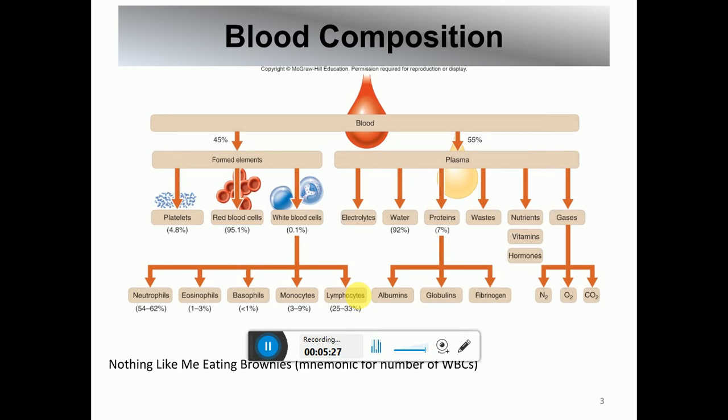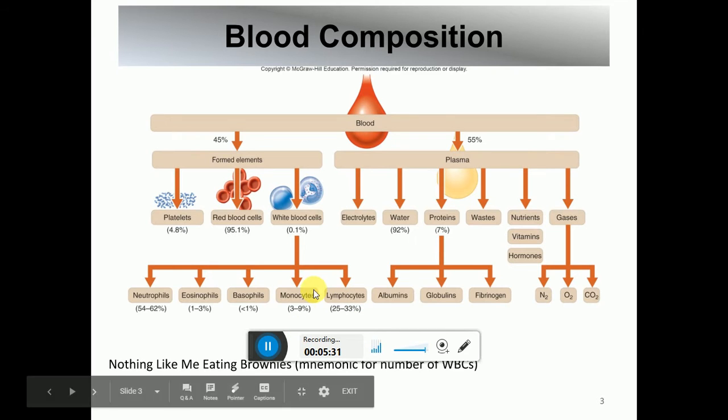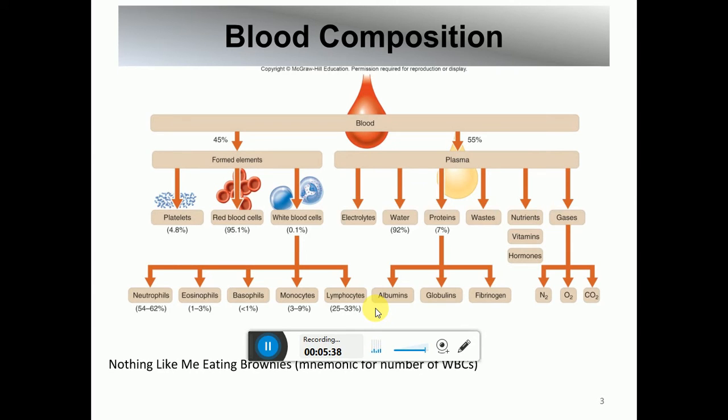Truth to be told, they do have granules, but you can't see them under the microscope. So they're still considered agranulocytic cells, meaning a-granulocytic. They do not have granules. So again, monocytes and lymphocytes are the two agranulocytic cells.